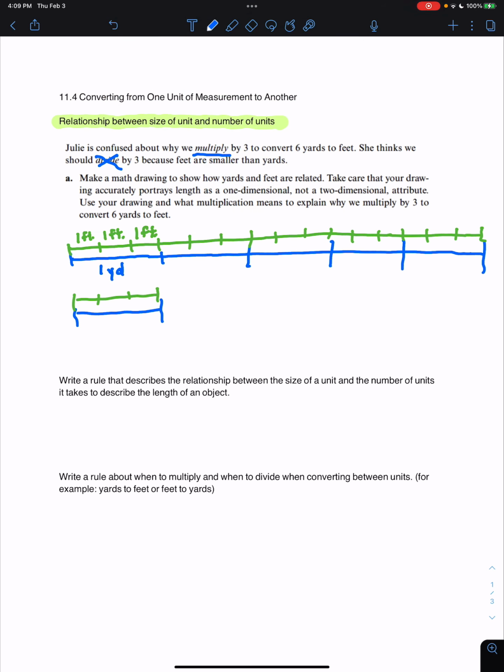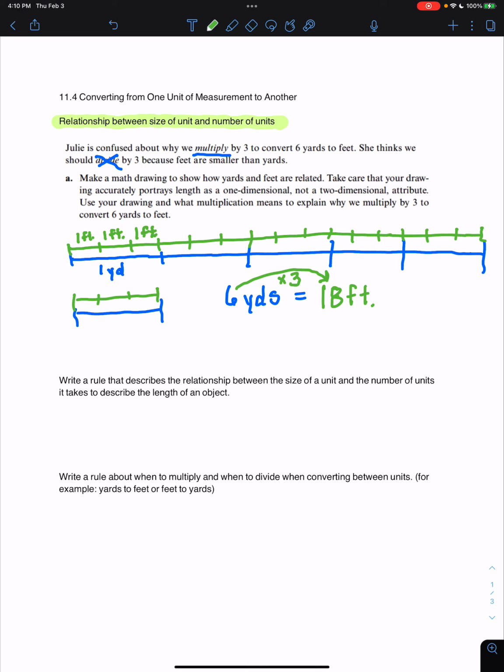So I can count these up, right? So I can solve this problem by saying that 6 yards is equal to, and I can count my feet, 1, 2, 3, 4, 5, 6, 7, 8, 9, 10, 11, 12, 13, 14, 15, 16, 17, 18 feet. Now I can ask the question, how do I get from 6 yards to 18 feet? Well, I multiply by 3.